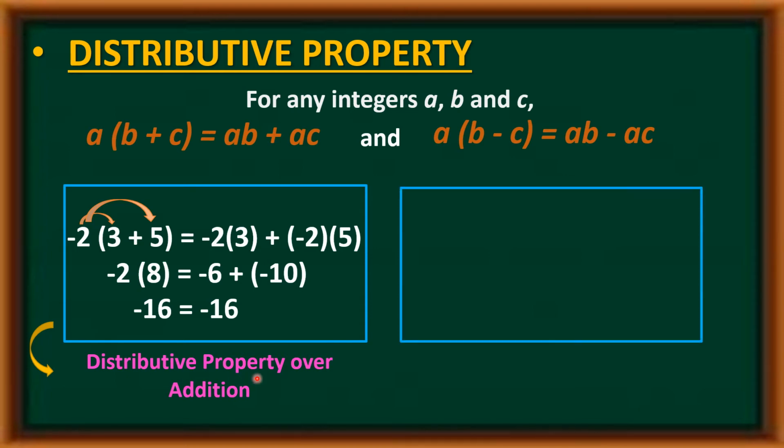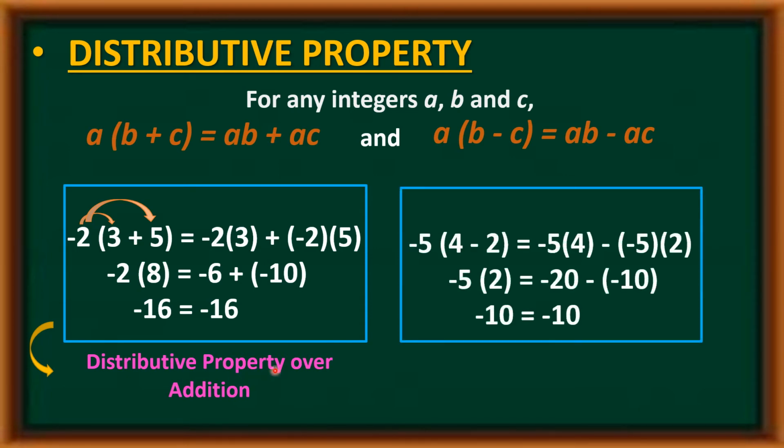Next, let's have the subtraction. Negative 5 times the quantity 4 minus 2 is equal to negative 5 times 4 because we distribute negative 5 to 4. So we have negative 5 times 4. Then the operation now is subtraction. Then we distribute negative 5 to 2. So we have negative 5 times 2.